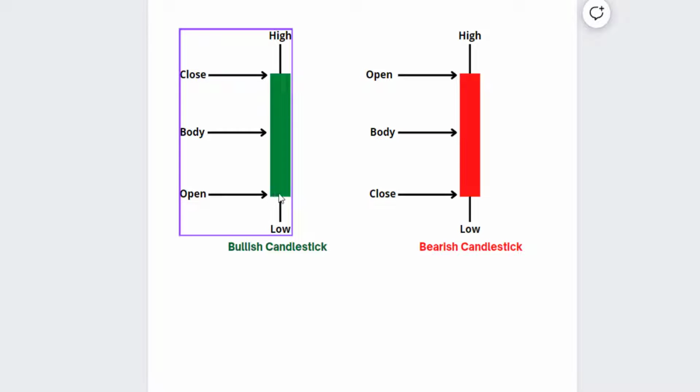As you can see, this is the open, and then when it moves down to some point and then pushes up and then closes above where it opened, you have the open, you have the close. We say to have a bullish candle, that means the market is in a buy market, or the price of that asset has increased within that time frame.